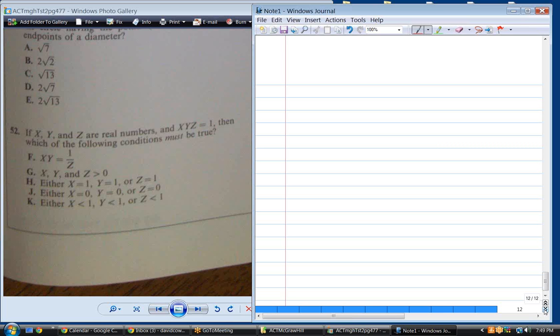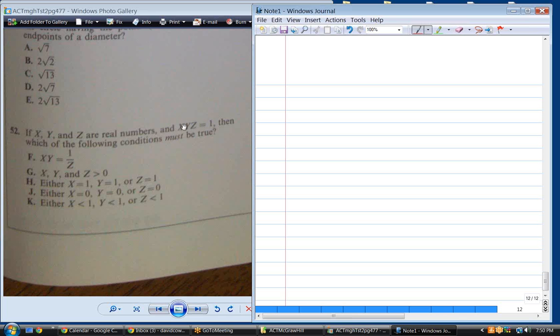G. No, X and Y could both be negative and Z could be, oh yeah, positive. True. I mean, H? Why is F not always true? The only way F would not be true is if Z was 0. But X times Y times Z is equal to 1, so there's no way Z can be 0.